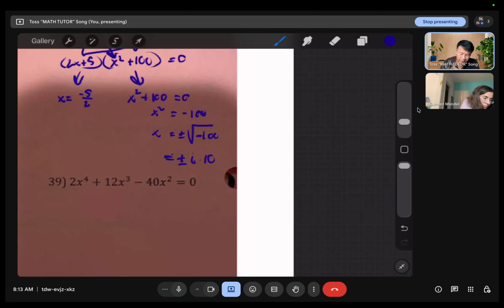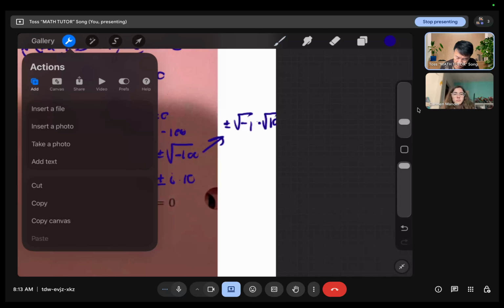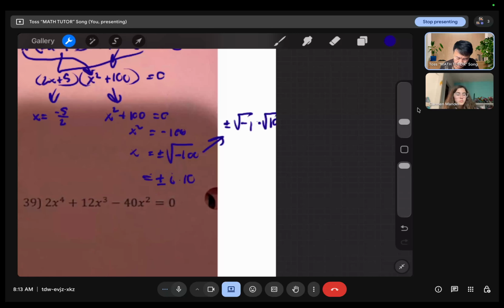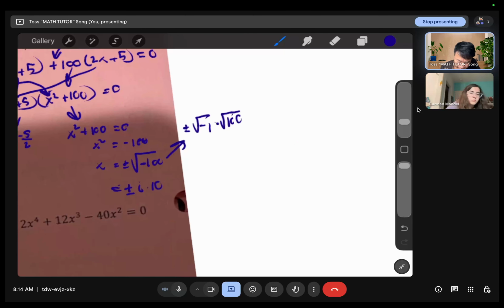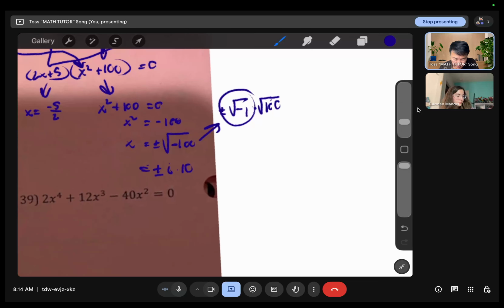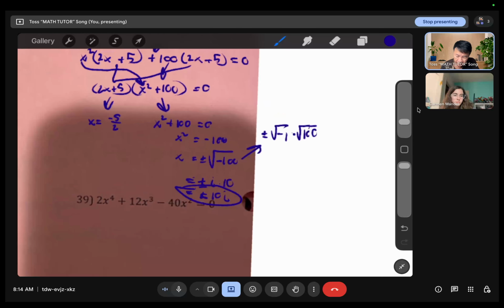Do you need me to break that down? If you were to break it down, it would look like this: 100 here. And that's why the root of negative 1 is i, and then the root of 100 is 10. But then this is the answer. You can reorganize it like plus or minus 10i. Final answer.